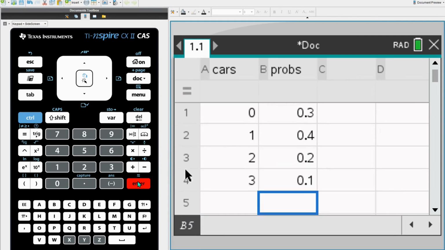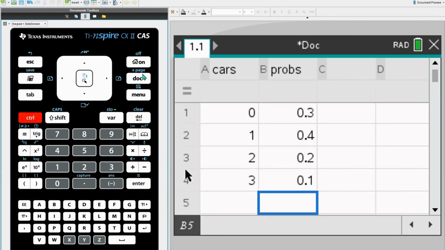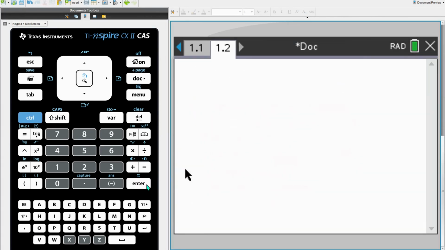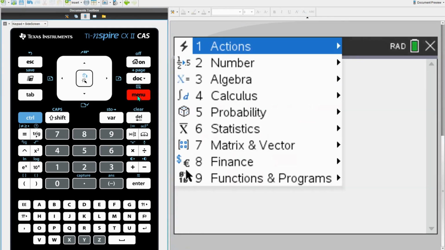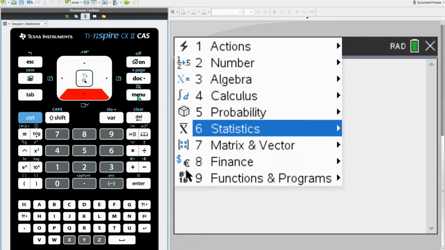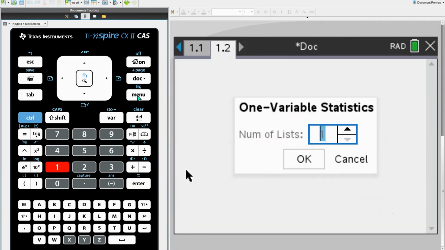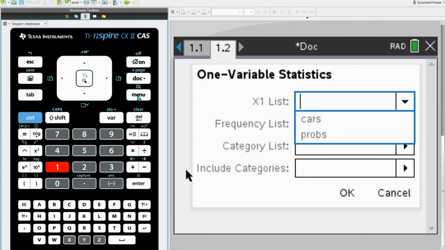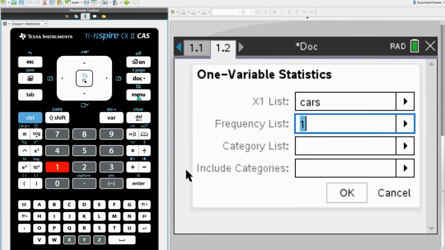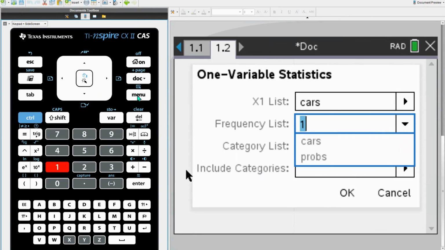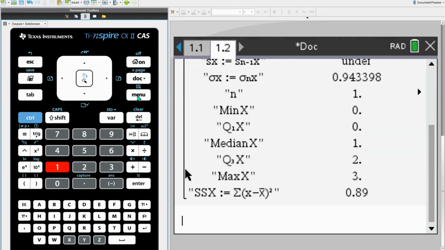All right, and then I'm going to add a page. It's going to be a calculator page, and I'm going to go menu, statistics, stat calculations, one variable statistics. I only have one data list. It's called cars. I only have one probability list. It's called probs.